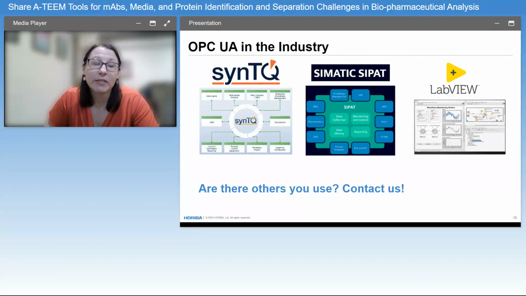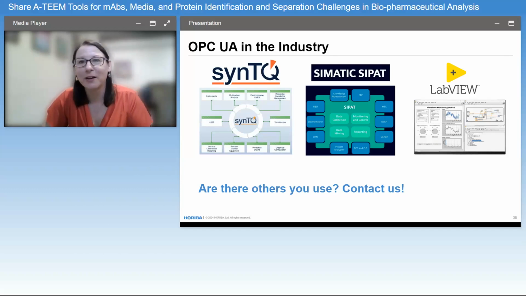The EasyPat OPC-UA server is available to connect to, or will be available soon to connect to, the different PAT software already in the industry. And so Syntiq from Optimal Technologies and SciPat from Siemens are two that we can already, or that we are in the process of working with, so that those two platforms can build adapters to connect to the Aqualog.